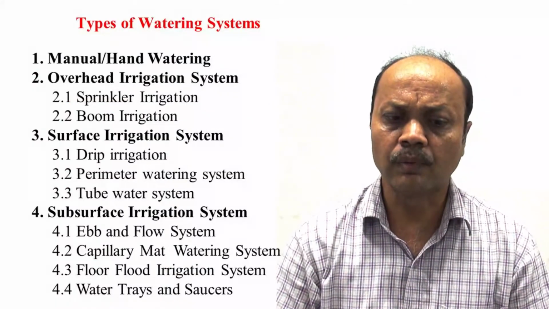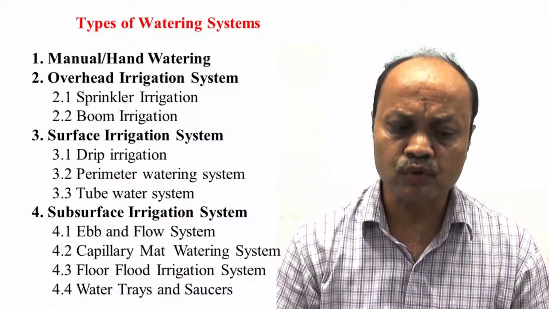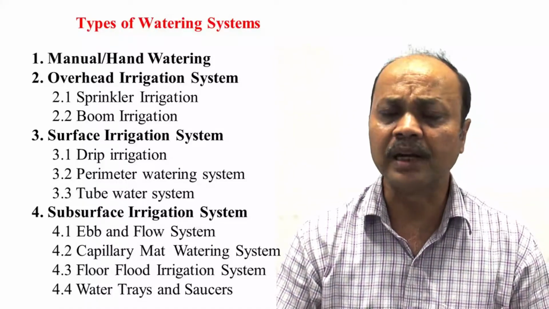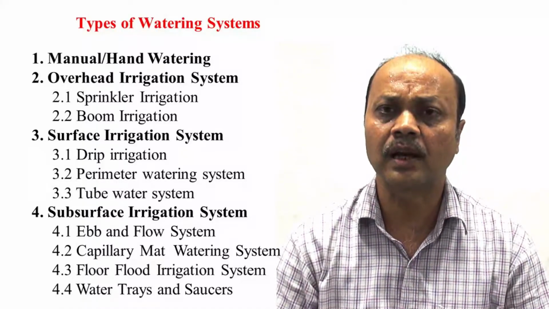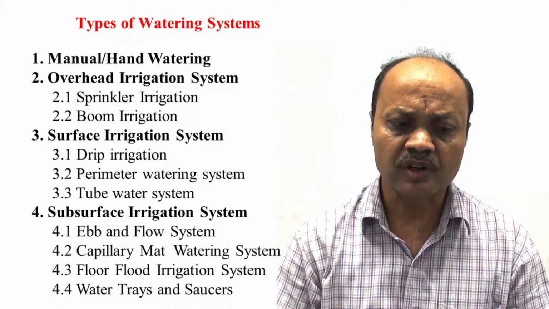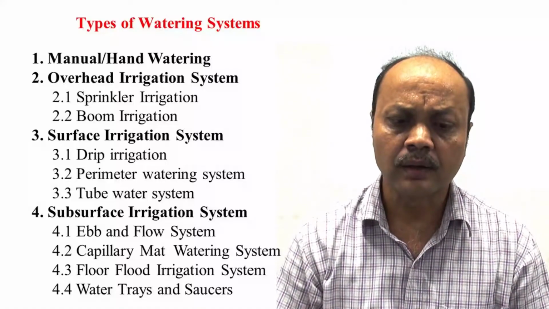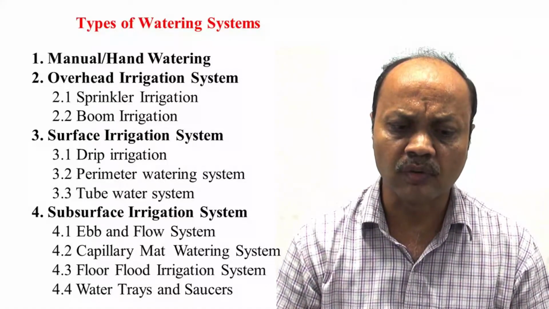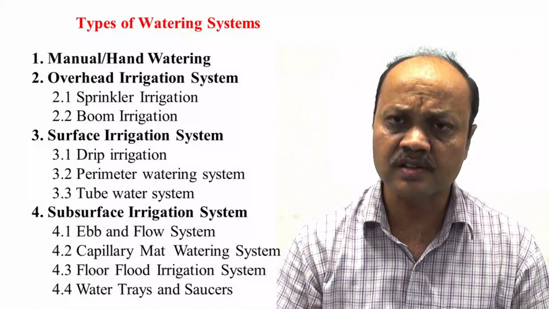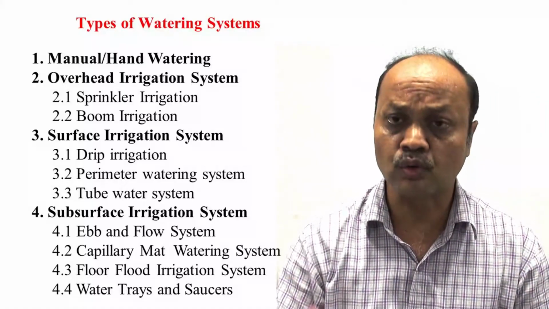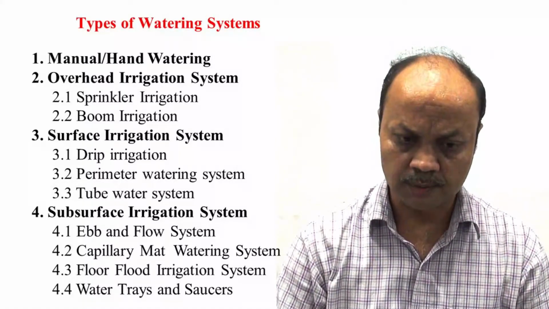And here we have classified the types of watering systems. So basically there are 4 types. There are many other types, but briefly here I have classified in 4 ways. First one is manual and hand watering. And second is the overhead irrigation system, then surface irrigation system, and subsurface. So one by one we will discuss each one.